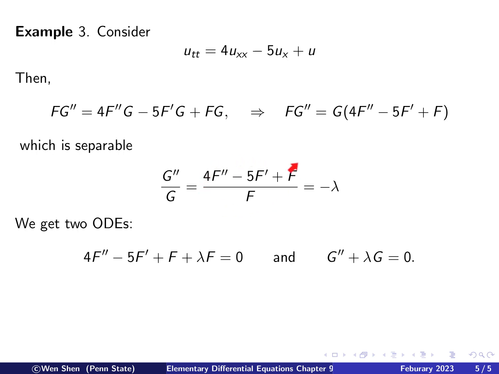The one for f will be: multiply f here and then move lambda f to the left, and we get that. And then for g it will be g double prime plus lambda g equals 0. So usually f will also come with the boundary conditions for the original equation. They will go in there as boundary conditions for f, but here we are just practicing separating the variables. But with boundary conditions, this will be an eigenvalue problem.